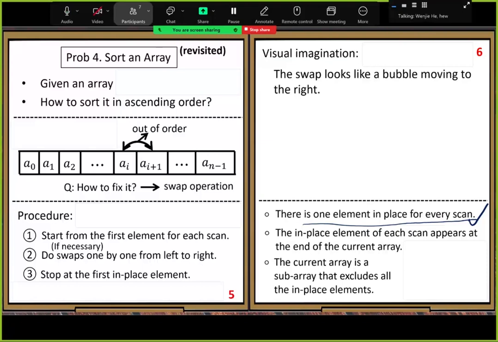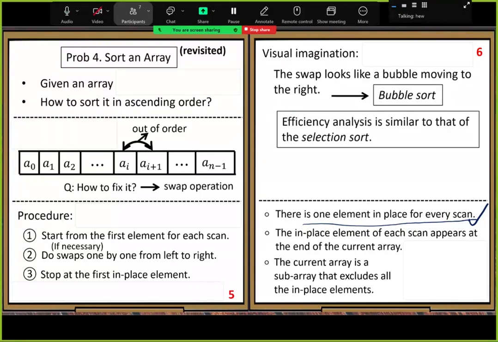But at that time we did not use the inversion view to do the bubble sort. Here, we revisit the bubble sort, but we use the new concept, the inversion view. That's the bubble sort.